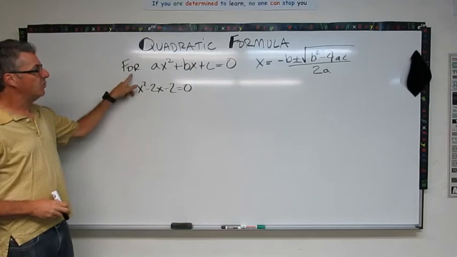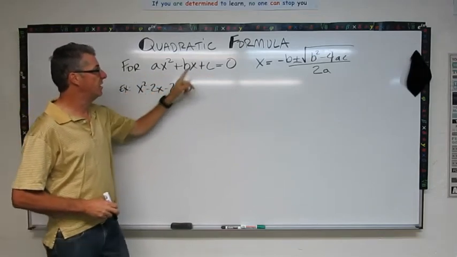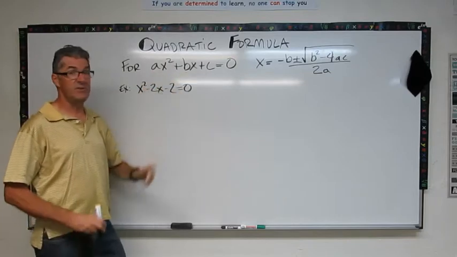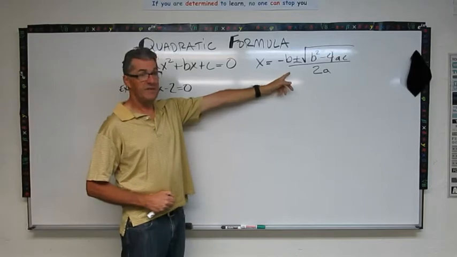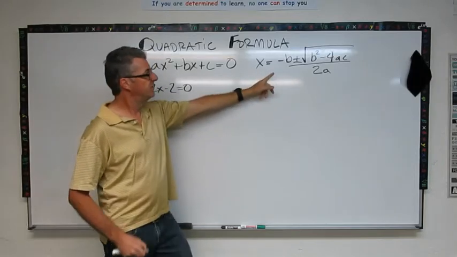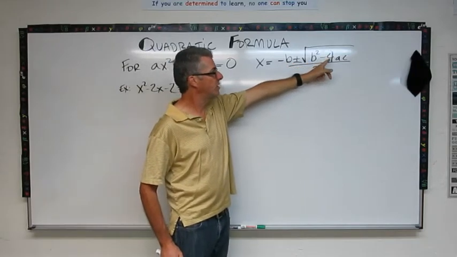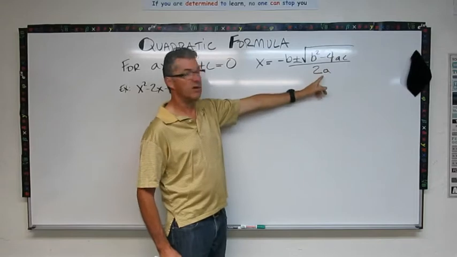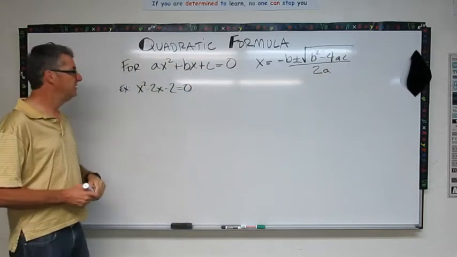For any quadratic equation that's in this form, ax squared plus bx plus c equals 0. Remember, your a, b, and c, those are your constants. You can take those letters and plug them into this, which is the quadratic formula, to solve for x. So it's negative b plus or minus the square root of b squared minus 4 times a times c all over 2a. Okay, let's do one and see how that works.